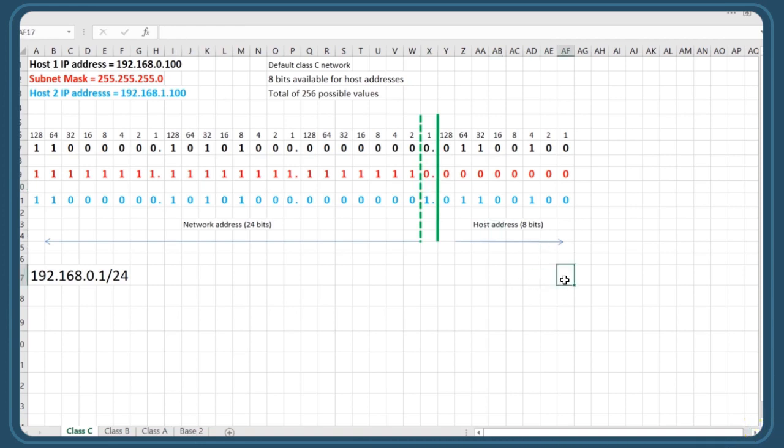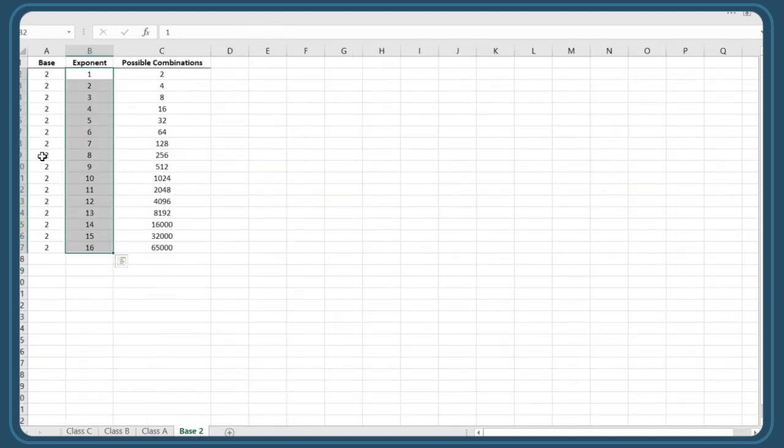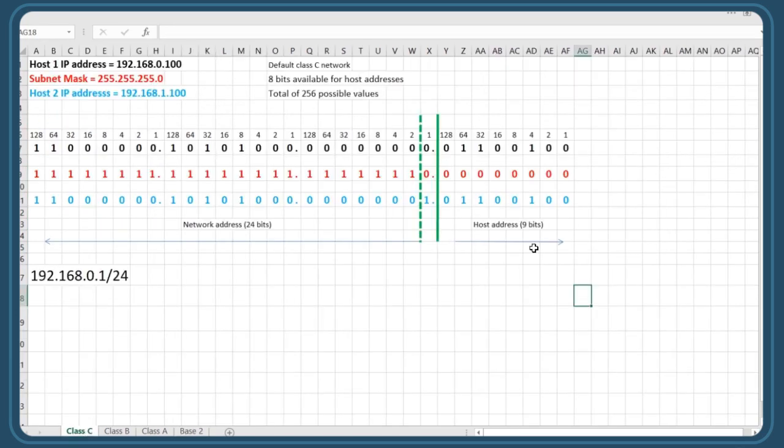That is now supernetting these two networks back together. Now there are 9 bits available to address your host systems, and you have doubled the size of this network. Because recall from our base 2 that 2 to the 9 is 512. So now this configuration that used to be two networks of 256 each is now one network of 512.